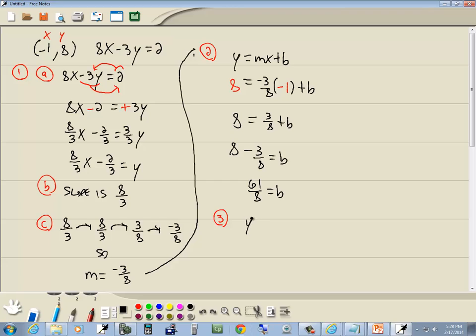Now our third step is to write our answer down. We plug in the m from 1c, which is -3/8. And we'll plug in the b from step 2, which is 61/8. And that's our answer.